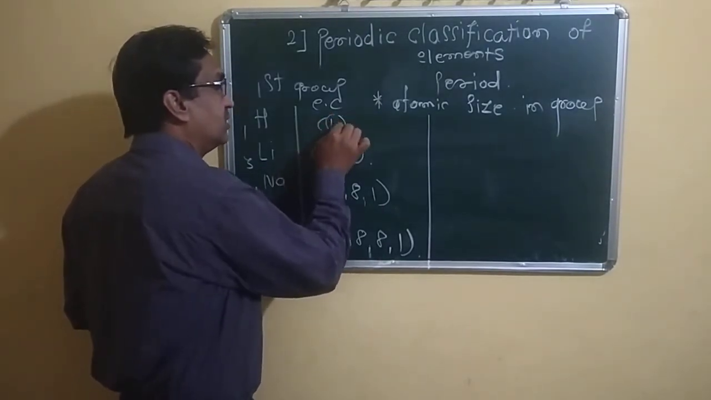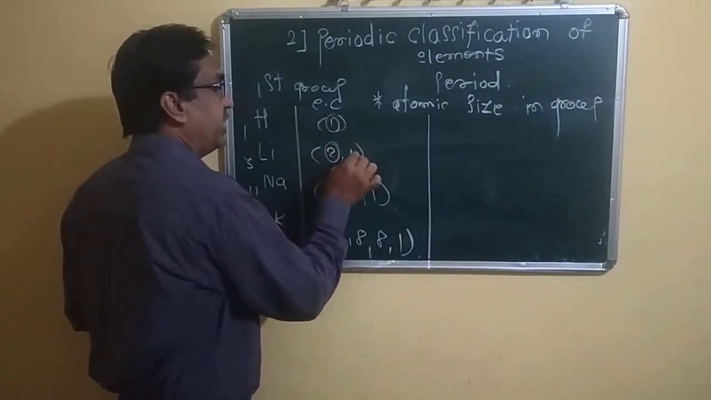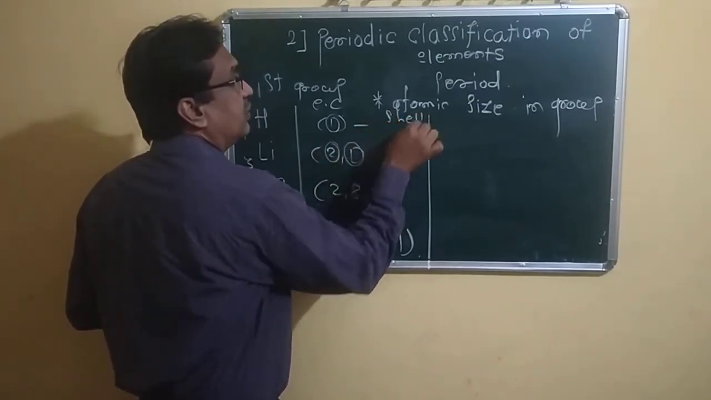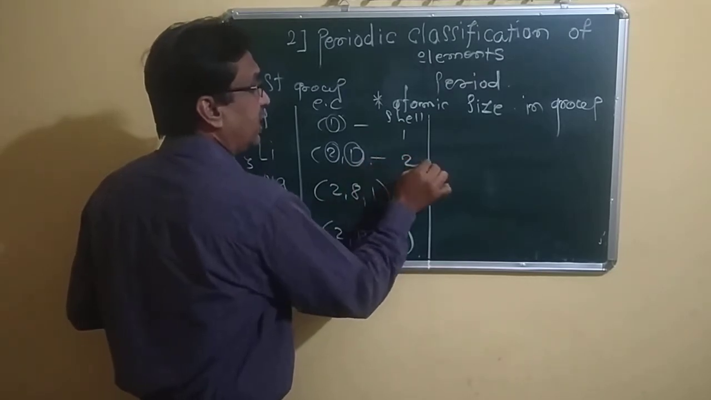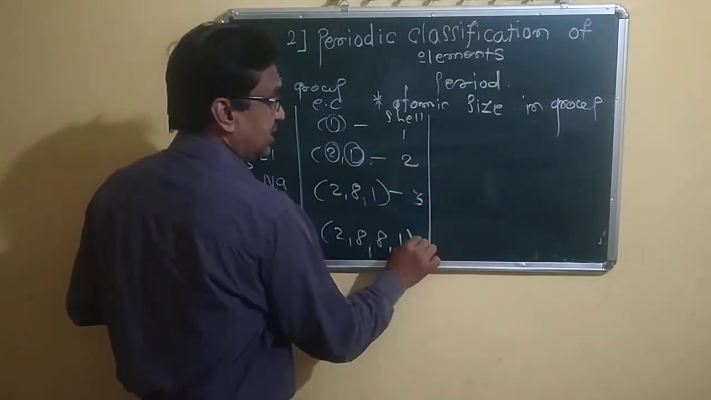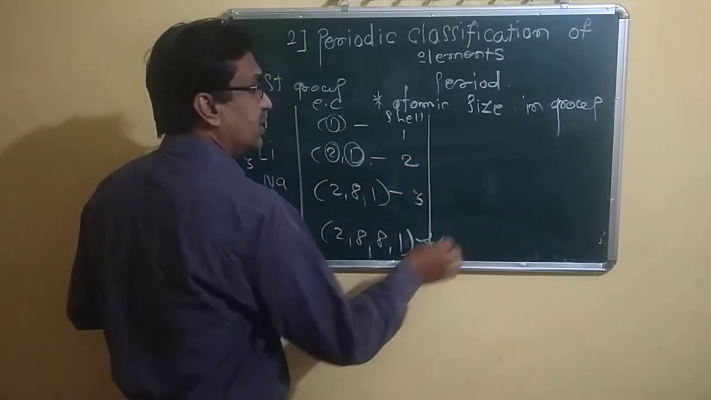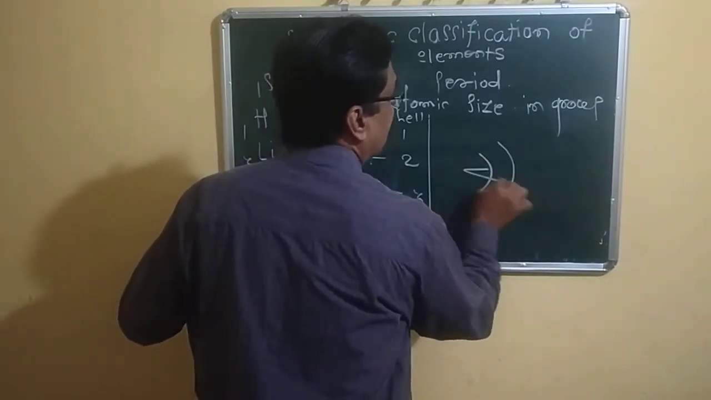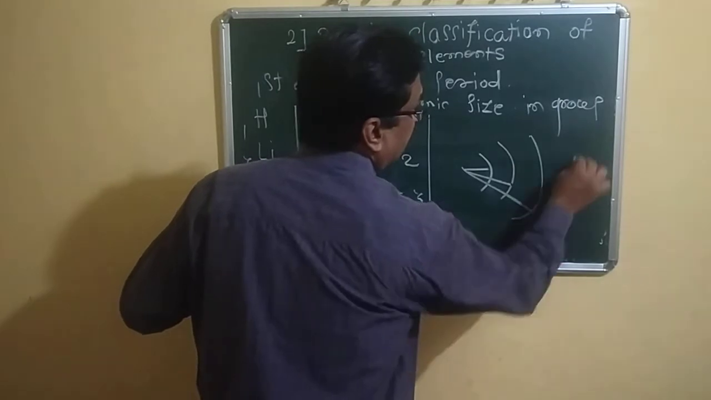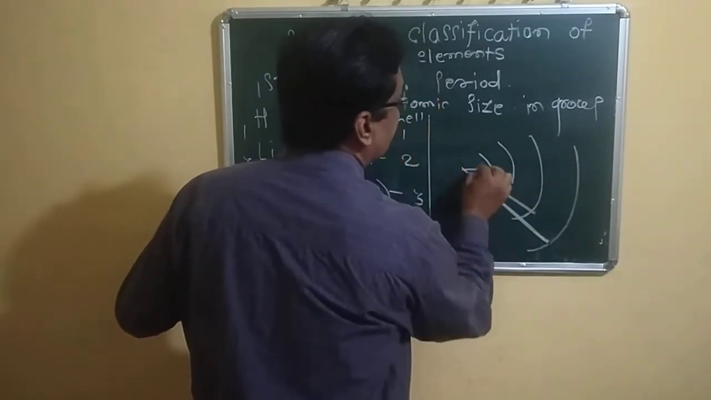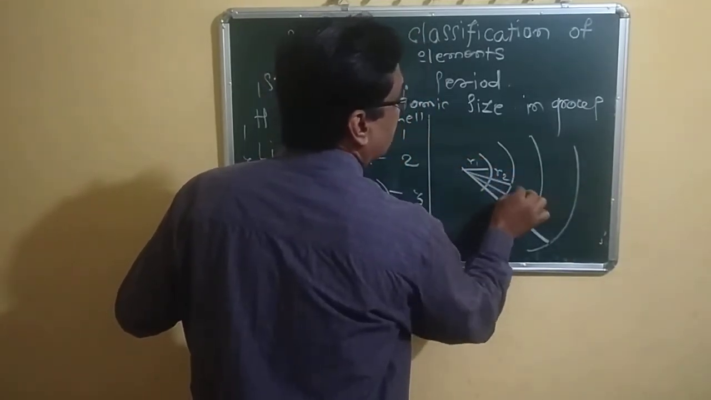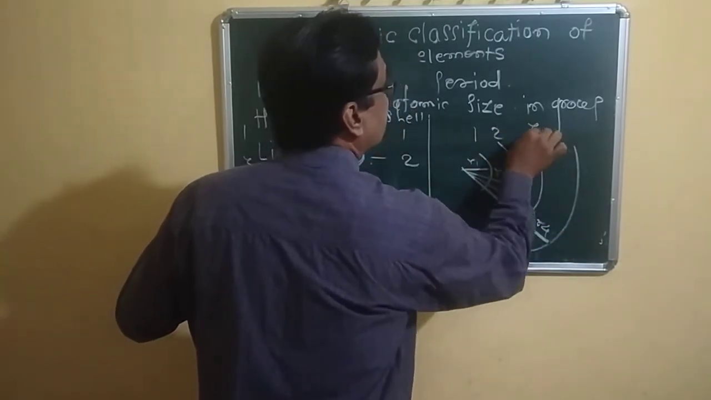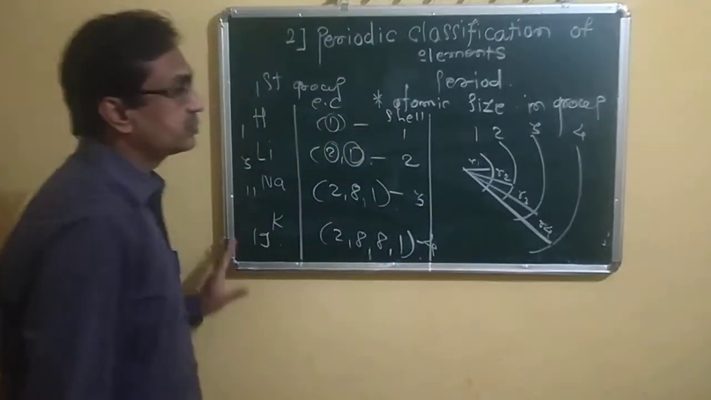This is the first shell. They have to utilize one shell, then two shells, then three shells, then four shells. So first shell, second shell, third shell, and fourth shell, so R1, R2, R3 and R4.